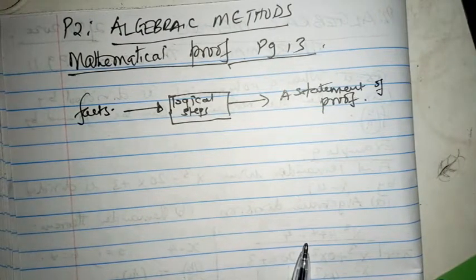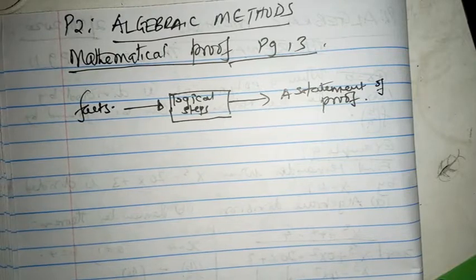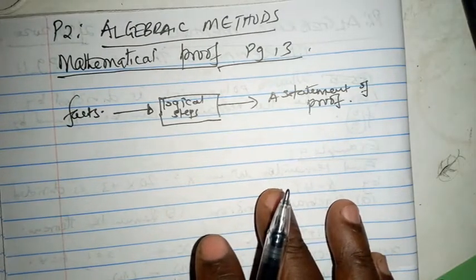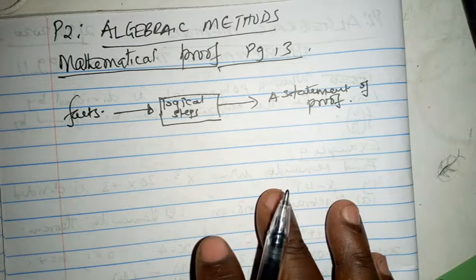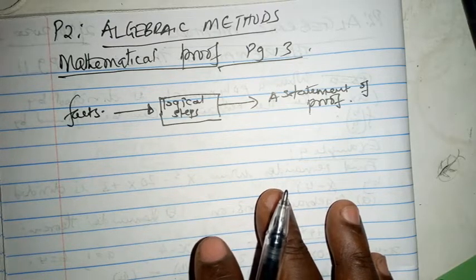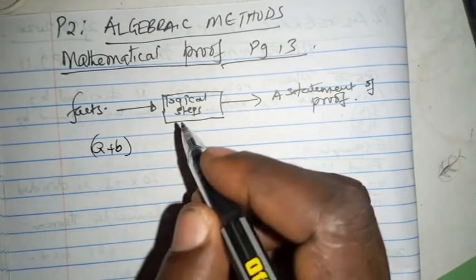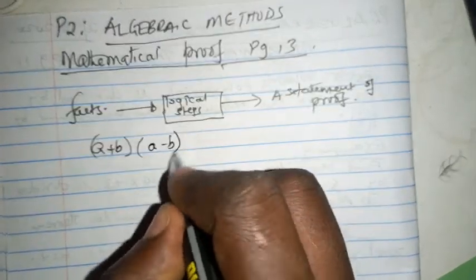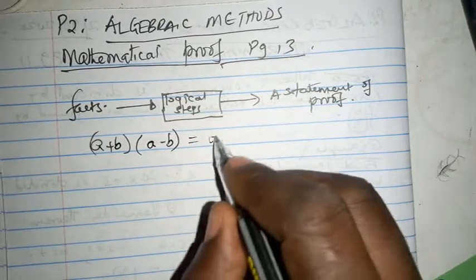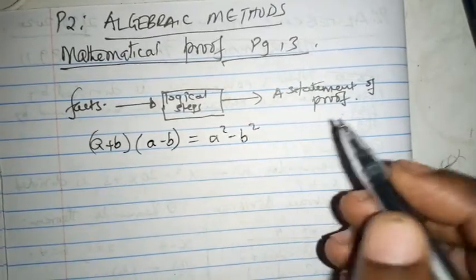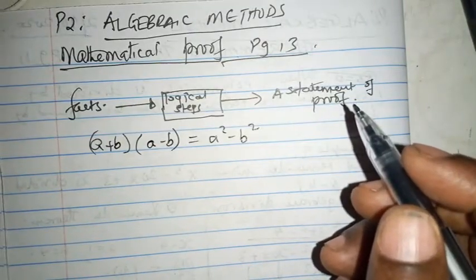I would now like to explain something on page 14. You need to be able to prove results involving identities, such as (a plus b) multiplied by (a minus b). You need to prove that this is equal to a squared minus b squared, the difference of two squares.